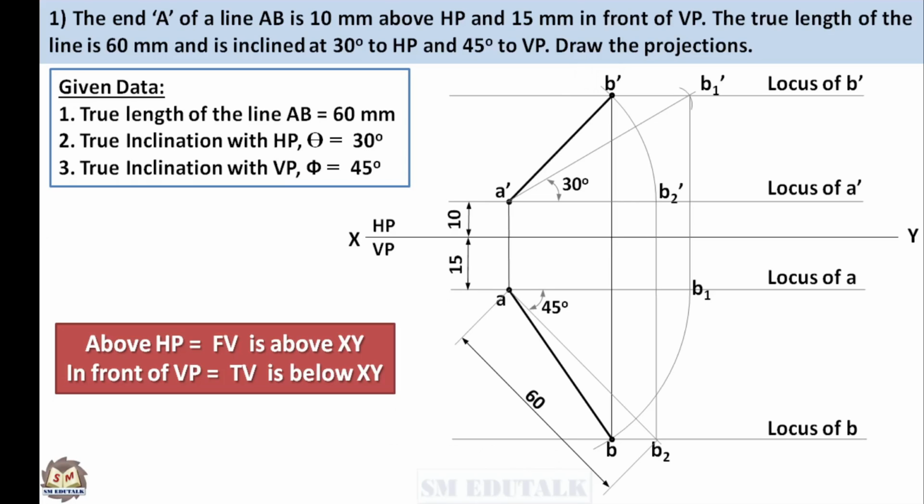Drawing has finished. Now, dimension the given data in the drawing such as true length 60 mm, true inclination with HP theta that is 30 degrees and true inclination with VP phi that is 45 degrees. If not done, there may be some other questions to be asked apart from the drawing.